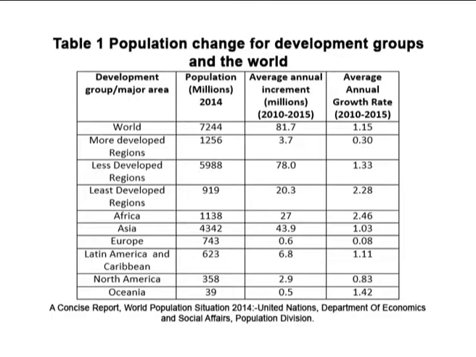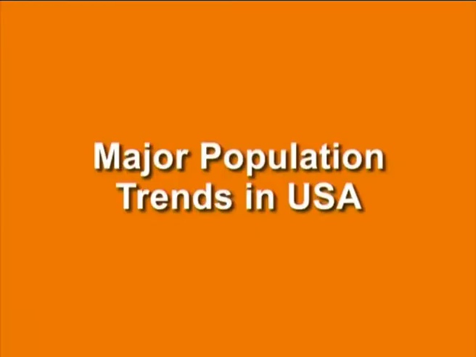Table 1 describes the latest numbers of population in 2014, as well as the change from 2010 to 2015. The world population was 7,244 million in 2014. An increment has been to the extent of 81.7 million for the period 2010 to 2015, while the annual average growth rate was 1.15%. Major population trends in USA.